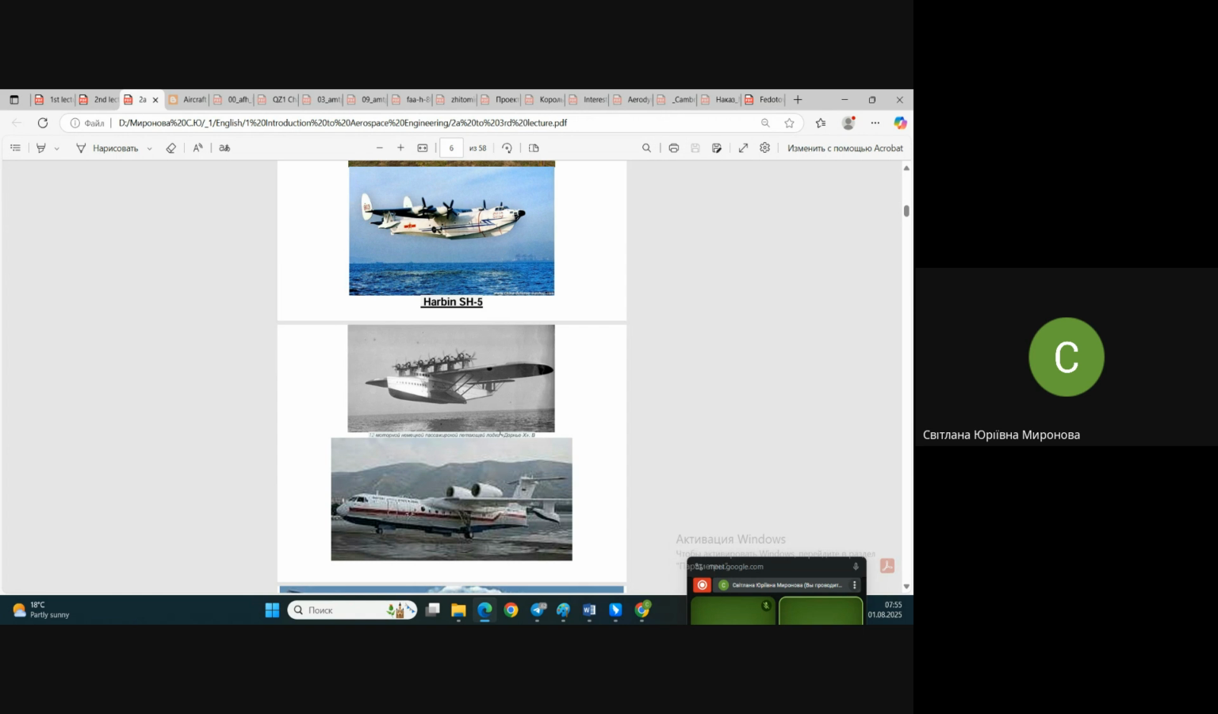Stabilizers, already said here, look, rather high, but not T-shaped. And here it's already T-shaped. What for? To protect control surfaces, elevators, for instance, from water.